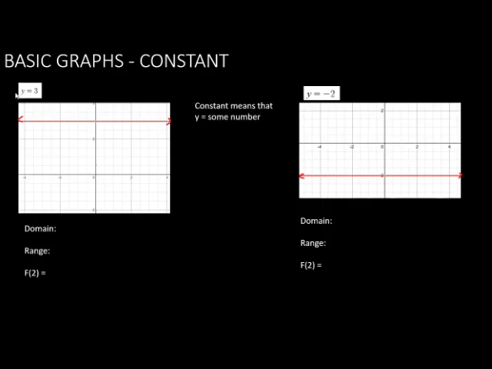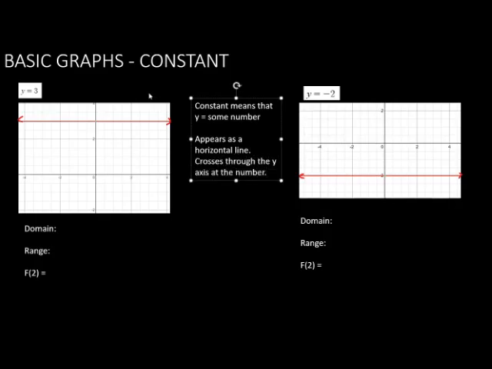If you look on the left side, our function here is that y equals 3. We can see also on the graph that we have a red line pointed horizontally, and it's at y equals 3. Anytime you have a constant graph, you will always have a horizontal line. That horizontal line will always cross through the y-axis at a position corresponding to whatever the number is. So on this graph on the left, the red line crosses through the y-axis at 3 and stays perfectly horizontal.